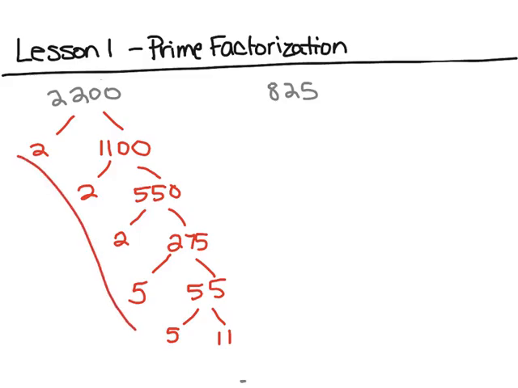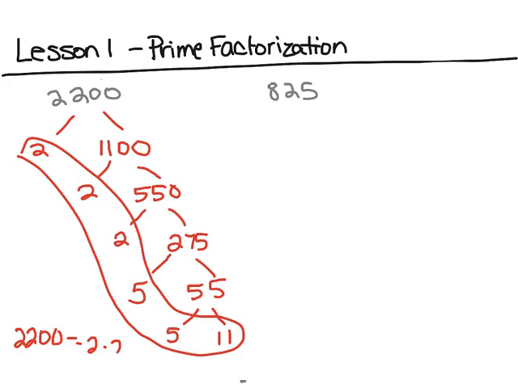So here are all of our prime numbers. So 2,200 is equal to 2 times 2 times 2 times 5 times 5 times 11. So that's the same as 2 to the power of 3 times 5 to the power of 2 times 11.